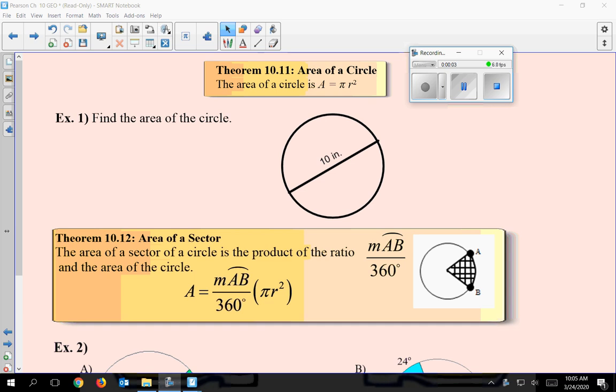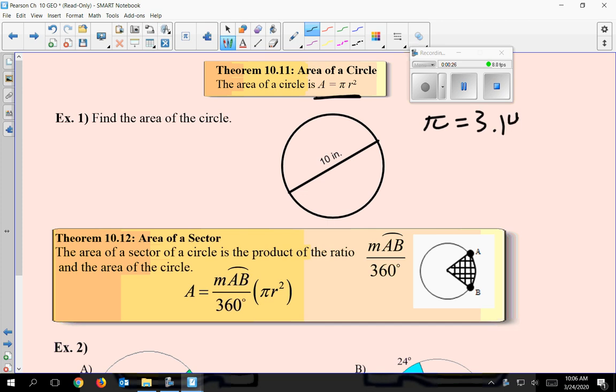Okay, everybody, this is section 7 in chapter 10. This is the last section of the chapter. So for the area of a circle, some of you have probably done this before, but let's go through this really quick. The formula for the area of a circle is pi times the radius squared. Once again, we're going to say pi is 3.14.